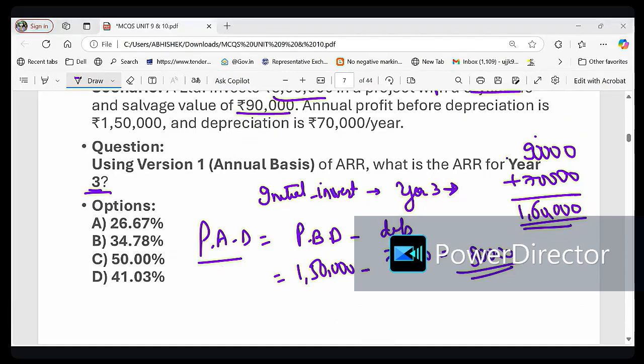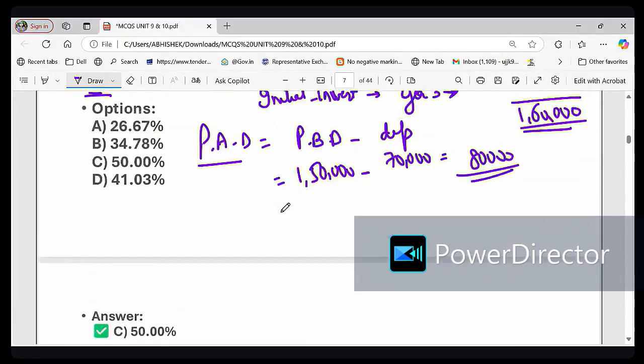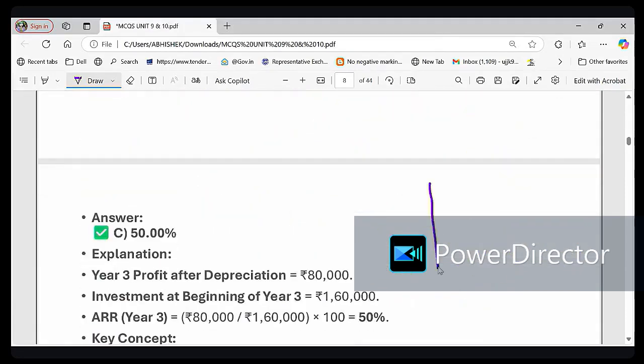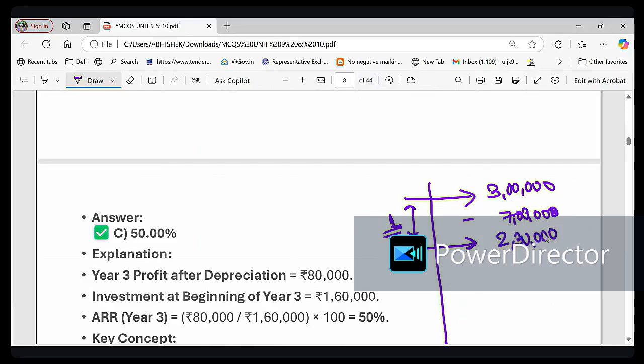So we have profit after depreciation and we have initial investment at the beginning of 3 years. Okay, not clear. Okay, fine. Let me explain. See what is happening here. The main thing is initial investment at the beginning of 3 years. So initially how much was invested? 3 lakh, right? And this is year number 1. So how much is the depreciation? 70,000 is the depreciation for year number 1. So how much will the value be? Just subtract the 70,000 from 3 lakh, it will be 2,30,000. I'm just explaining why we get the initial investment as 1,60,000.